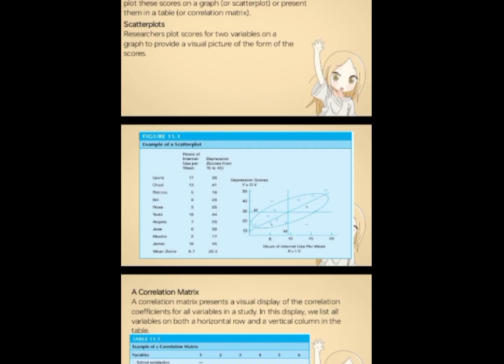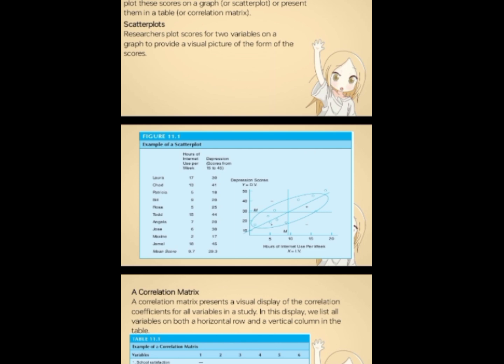Then, next, displays of scores. If you have two scores in correlational research, you can plot these scores on a graph or scatter plot or present them in a table or correlation matrix. And scatter plots. Researchers plot scores for two variables on a graph to provide a visual picture of the form of the scores. So as we can see in this figure, we can see the example of a scatter plot graph.